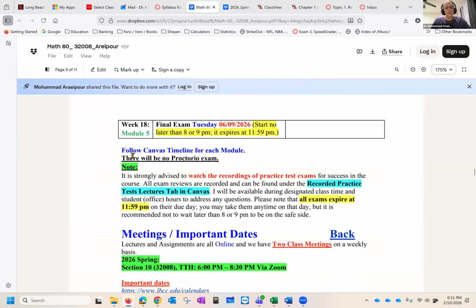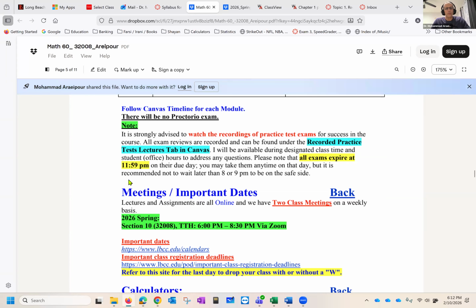Now, of course, you're going to follow the Canvas timeline. There will be no Proctorio exam. Let me explain about the exams here. I'm assuming everybody is here to learn because you're going to need this course for the next course. And I expect students, when they start the exam, to start with a pledge that they neither give nor receive any help from any sources whatsoever. You may only use a scientific calculator. There's a specific topic where you may use a graphing calculator. As we come across it, I will mention that.